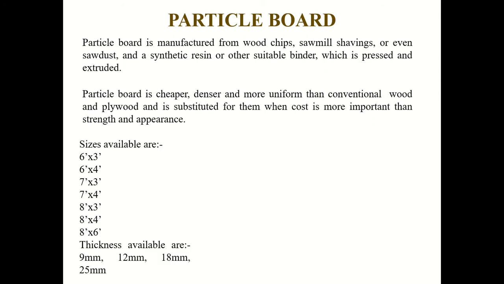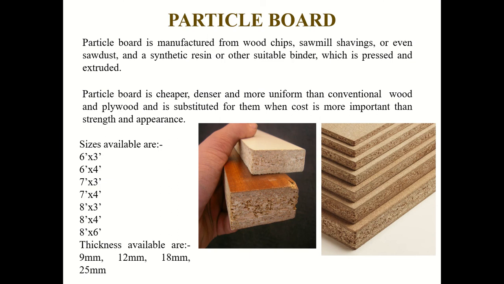Sizes are around 6 feet by 3 feet, 6 feet by 4 feet, like this you can get the sizes. Thickness of this particle board starts from 9 mm, 12 mm, 18 mm and 25 mm. You can easily identify it. You can see the corners, right, where you can see the sawdust powder, etc.